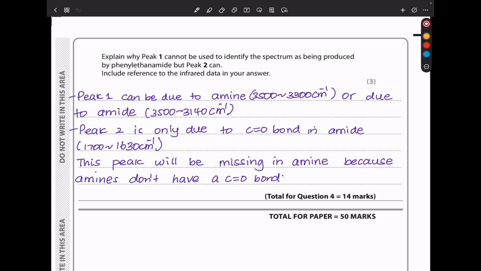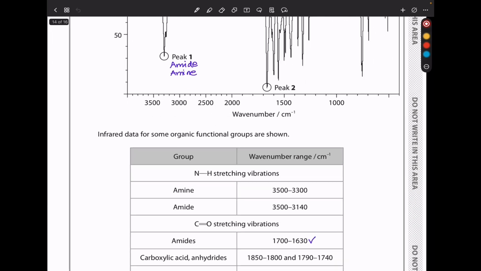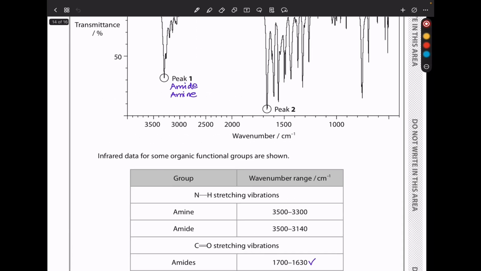Because this is an amide, we will look for the carbon-oxygen bond present in amides. This peak here is present in both amides and amines. However, the carbon-oxygen double bond peak in amides is going to be present only in amides, and this is going to be peak 2.